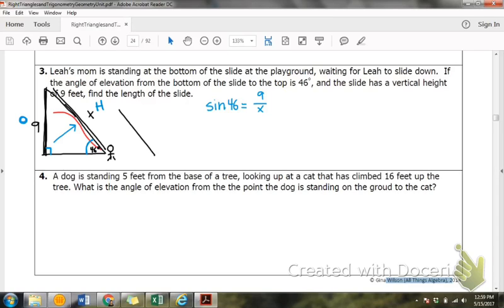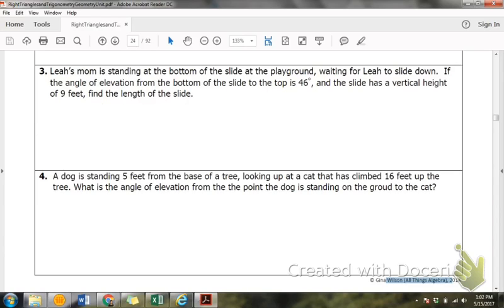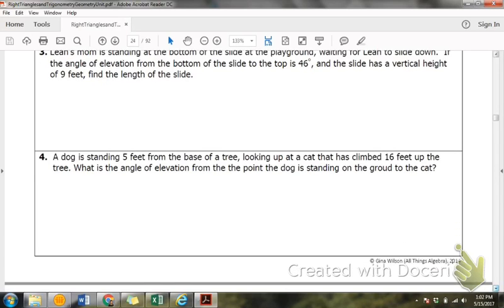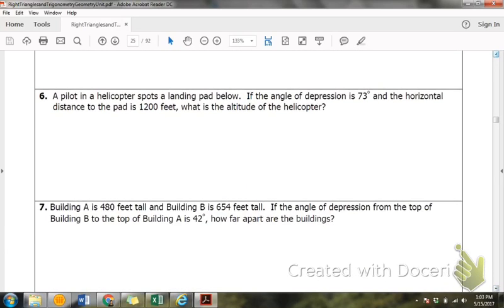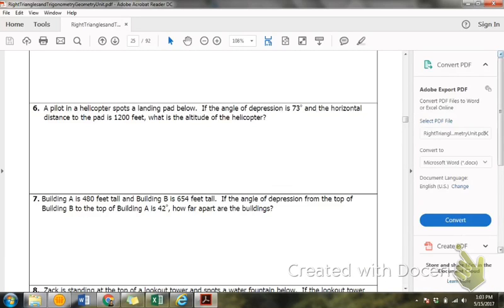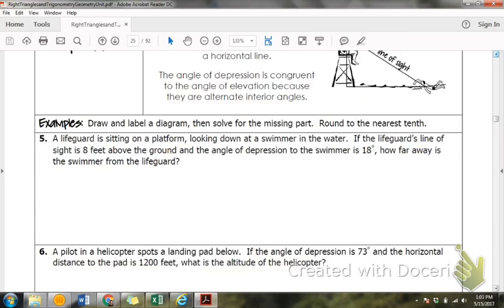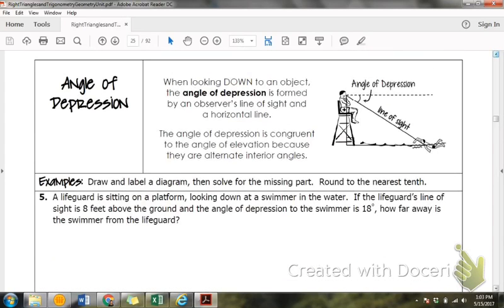All right, so let's go ahead and talk about the next page, angle of depression. Angle of depression is the same concept as angle of elevation, but it's going to start out just a little bit differently. The angle of depression is when you are looking down at something. So if I gave you those two as vocabulary words, angle of elevation and angle of depression, you're looking down at an object.